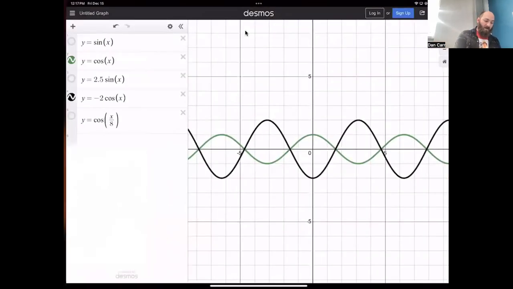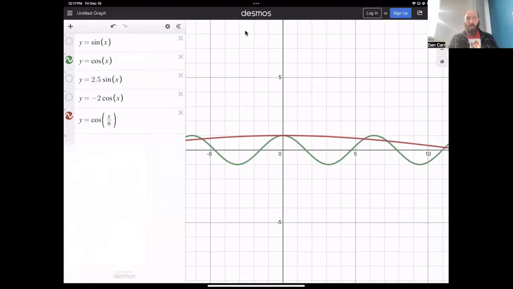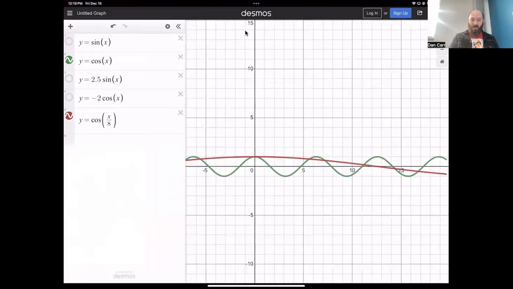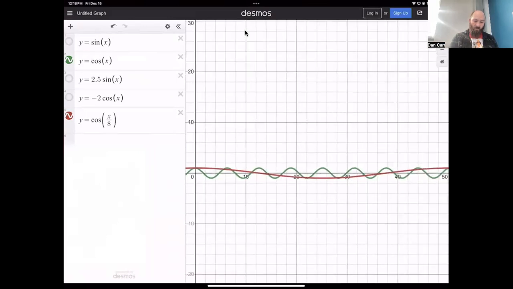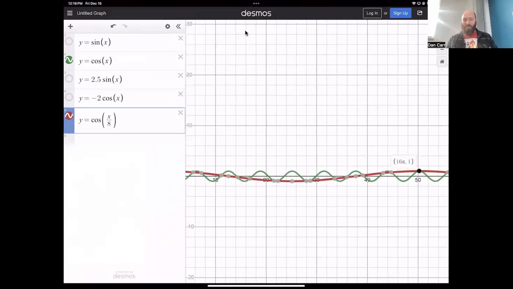And again, let's take a look at how Desmos tells us that. Here's cosine, and there is the cosine of x over 8. You can see it takes all the way over here. There it is, 16 pi to complete that cycle.